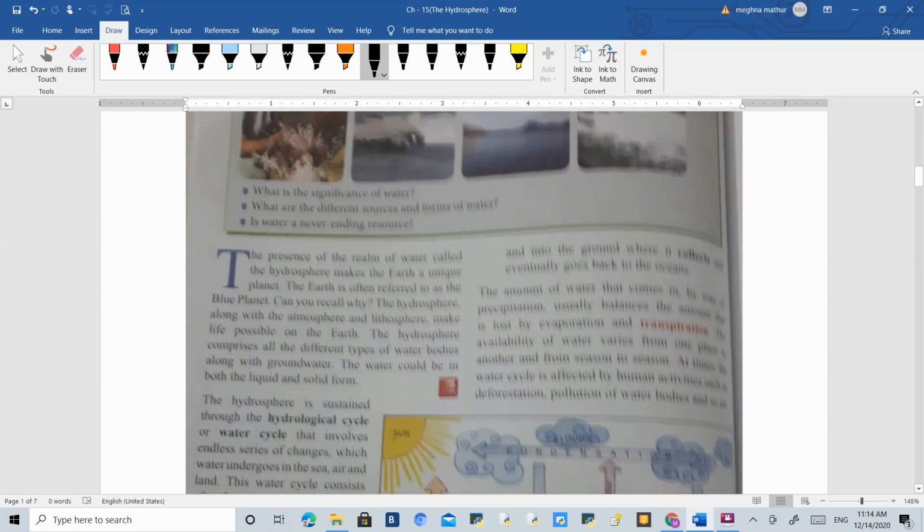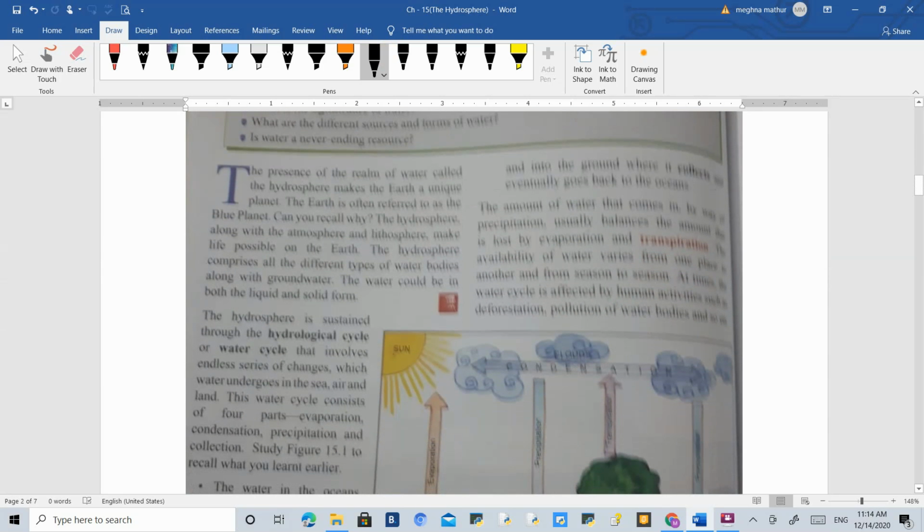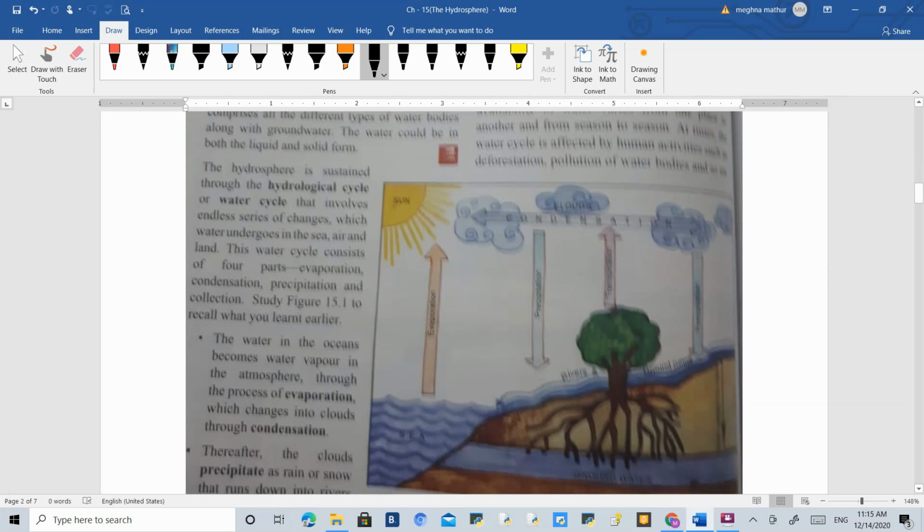So first of all, you all know that earth is called a blue planet because 78% of the part of our earth is covered with water. So hydrosphere is very important, and that is why we have dedicated the whole chapter to hydrosphere only. Water is sustained by way of the hydrological cycle, which is also called the water cycle.